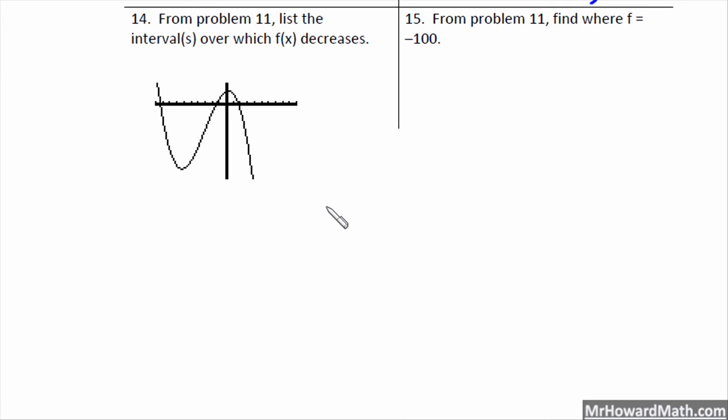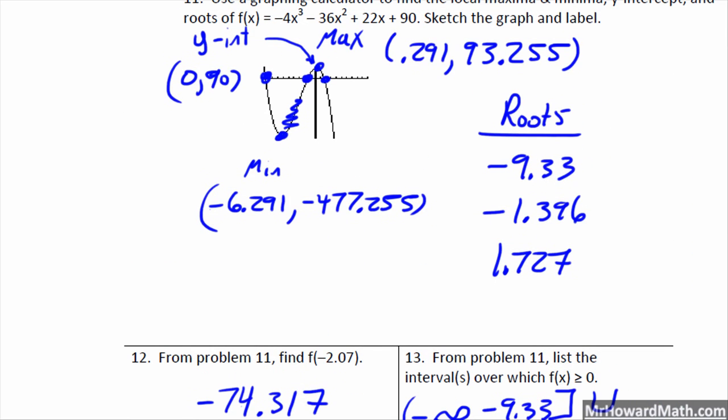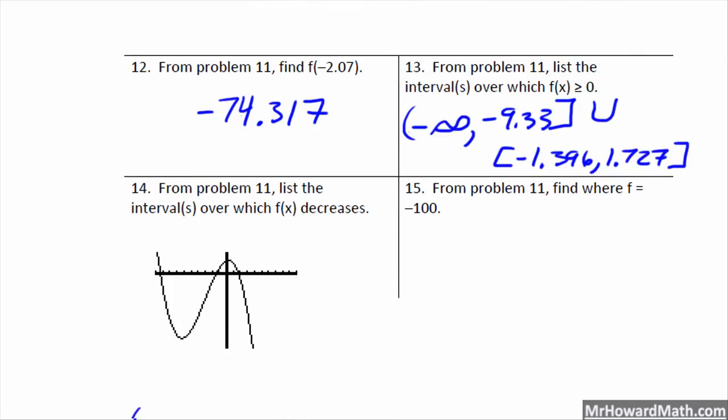All right, problem 14 says from problem 11, the polynomial we've been working with, list the intervals over which f of x decreases. Okay, there are two intervals that it decreases on, and that would be this section right here and this section right here. So we'll use some of the values we've already written down to answer this question. So this interval right here would be -infinity up to the minimum x value right there, the x value of that min, which was -6.291.